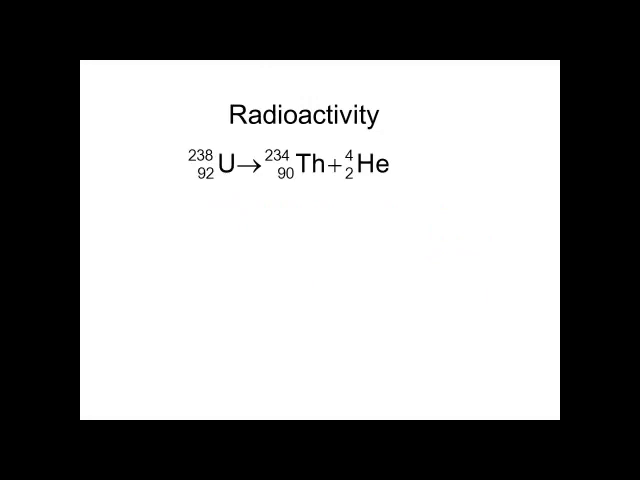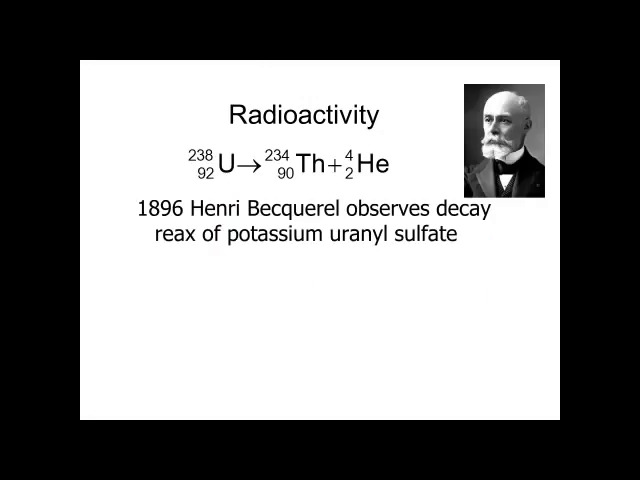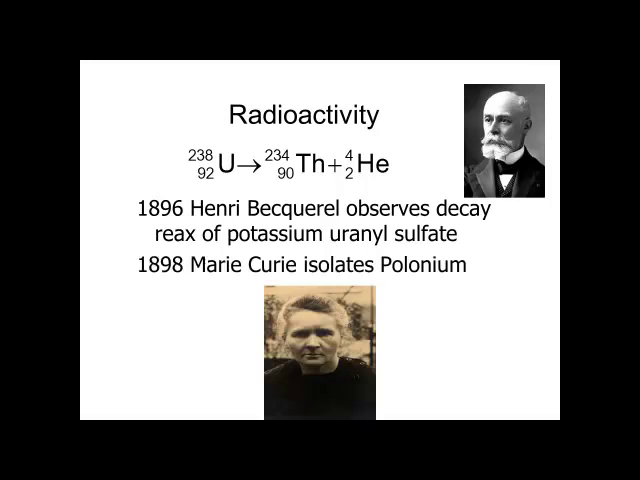Let's look at radioactivity. Henri Becquerel in 1896 observed the decay of the reaction of potassium uranyl sulfate. Here we have uranium-92-238 decaying into thorium-90-234 and helium-2-4. That's emission of an alpha particle. Marie Curie in 1898 isolates polonium, another radioactive material.